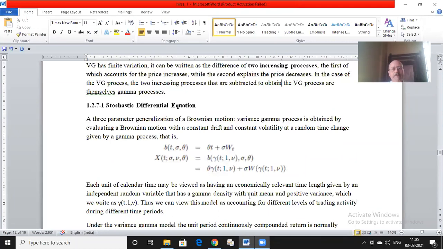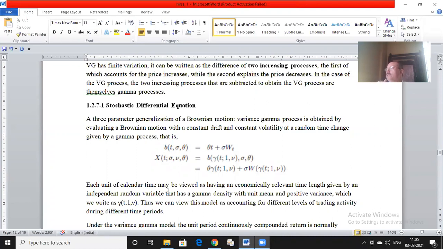So what is the typical explanation for this? Each unit of calendar time is the linear time t. Basically each unit of calendar time is now viewed as having an economically relevant time length. So what is this economically relevant word? Economically relevant time length is given by an independent random variable which brings in some economically meaningful news. So it's the arrival of economically meaningful news.